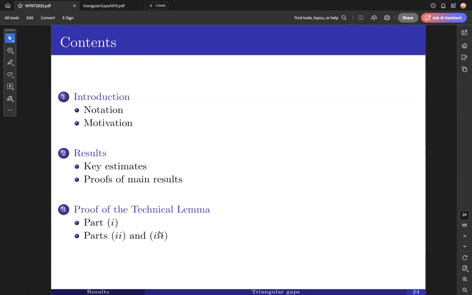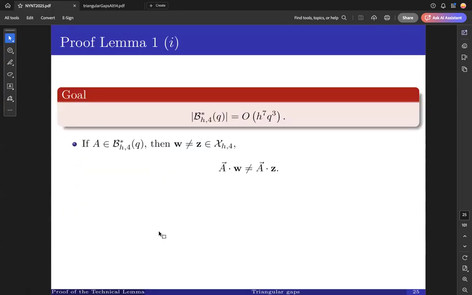And we can now start the technical lemma part of the talk. Yeah, this is where we get lost in the weeds. But this is where some of the notation I introduced earlier comes in. Basically, and I'll just brush through this rapidly.